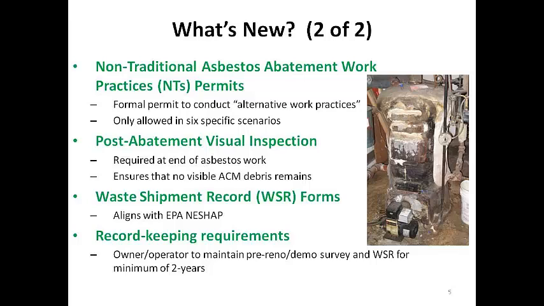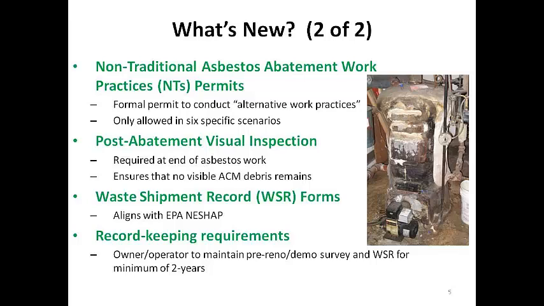Non-traditional asbestos abatement work practices were historically called alternative work practices. This now requires a formal permit application, the Application for Non-Traditional Asbestos Work Practices Approval, or BWP AQ-36, and payment of a $600 fee, if applicable. The post-abatement visual inspection is a new requirement for all jobs that comes at the end of the asbestos abatement activities. It ensures that no visible asbestos-containing debris remains on any of the work surfaces.